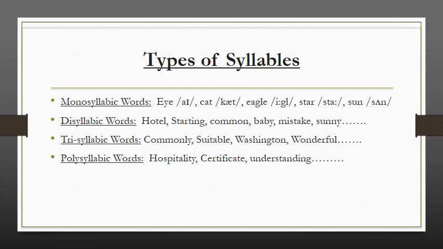In the same way, the next type of the syllable is trisyllabic words, the words which consist of three syllables, like commonly, suitable, Washington, wonderful. All these examples are produced or pronounced in three pulses of the chest or in three flows. So these are the trisyllabic words.